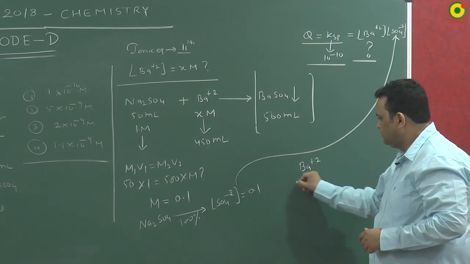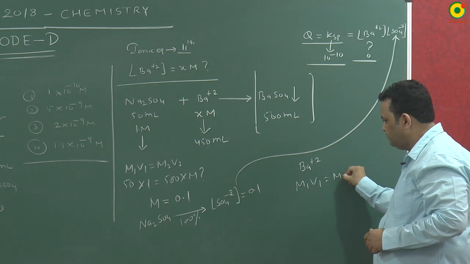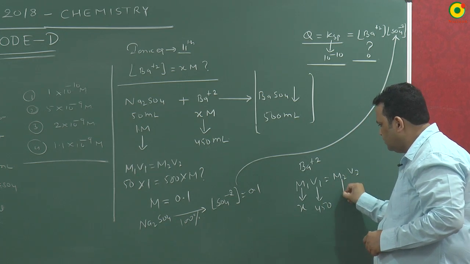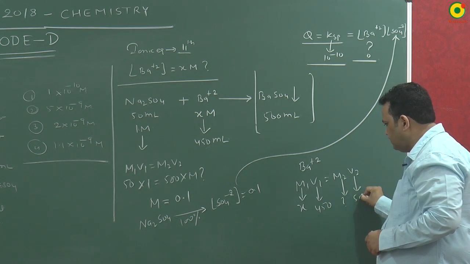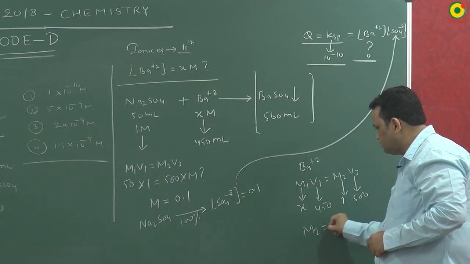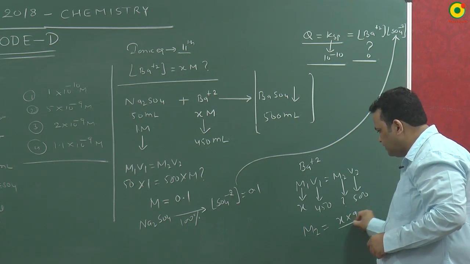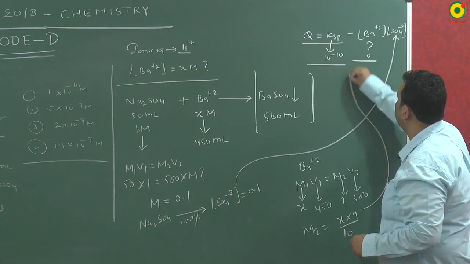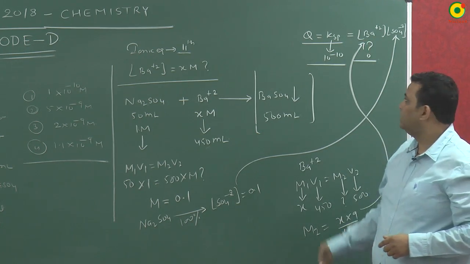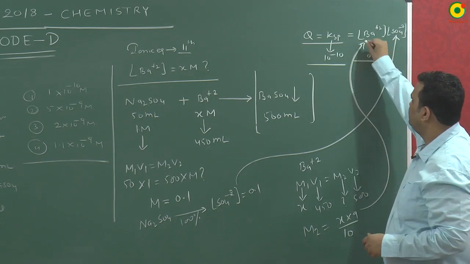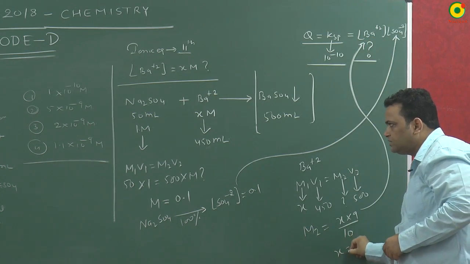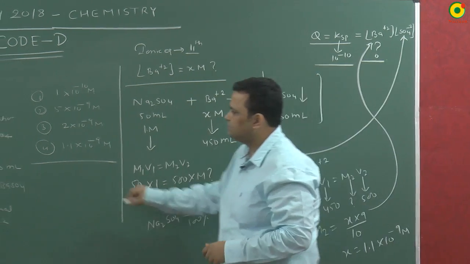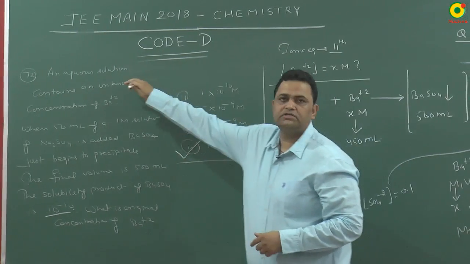For Ba2+, M1V1 is equal to M2V2 after dilution. M1 is equal to x, volume 450, molarity unknown and final volume is 500. So the final molarity is equal to x into 9/10. This concentration of Ba2+ we can put here, and the unknown will be x in this formula. After putting it over here, x will come out as 1.1 into 10 to the power minus 9 molar. So the correct answer is option 4 for the original Ba2+ concentration.